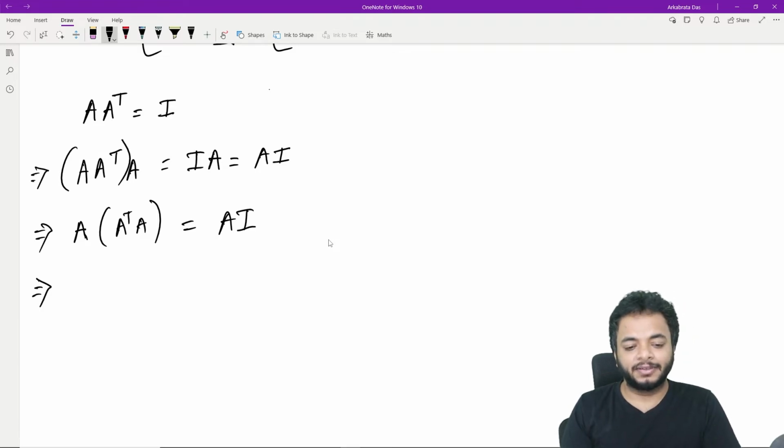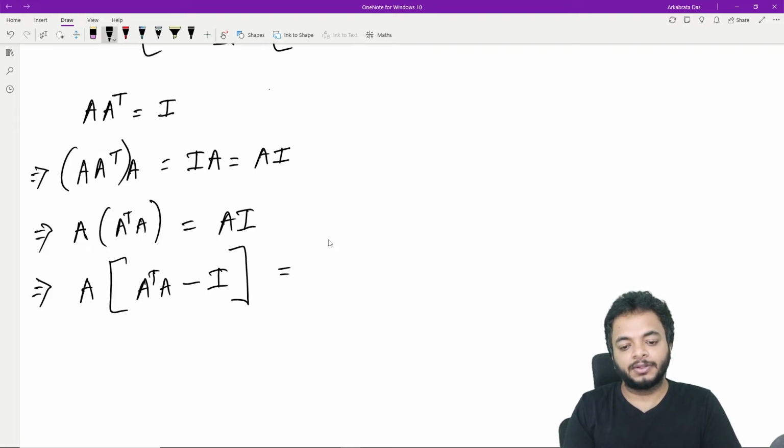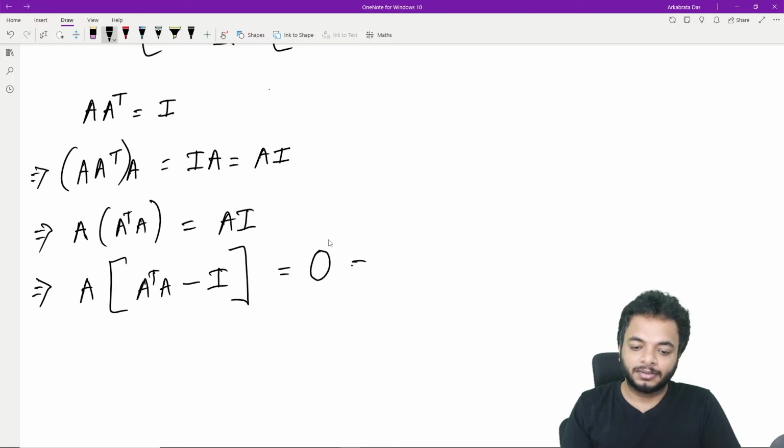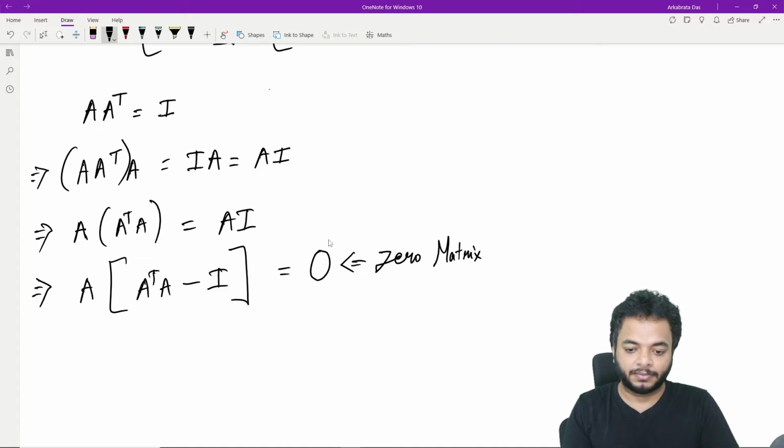Now let's take everything on one side. So I can take the A common, and I am having A transpose A minus identity is equal to, now don't just write 0, it doesn't make sense because the whole equation is involving matrices. So let's write big O to denote that it's a matrix, the 0 matrix. Clear?